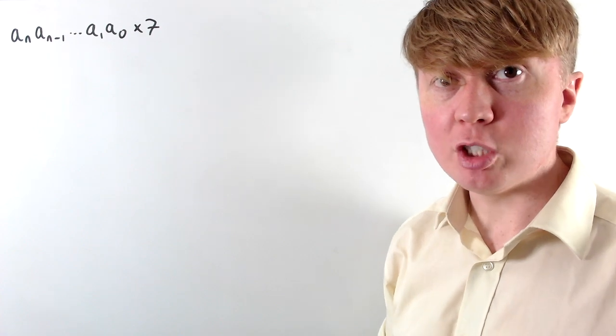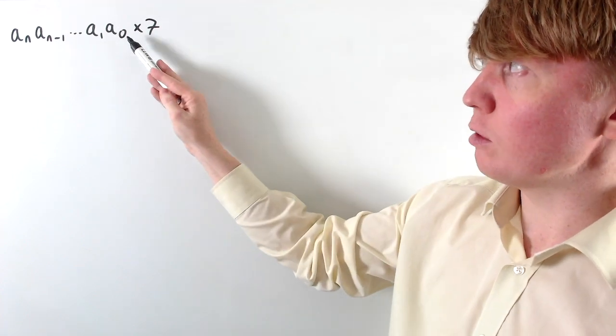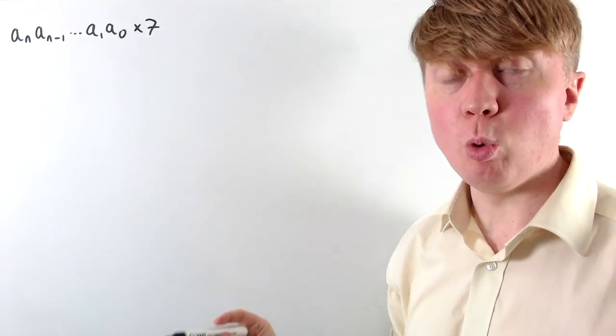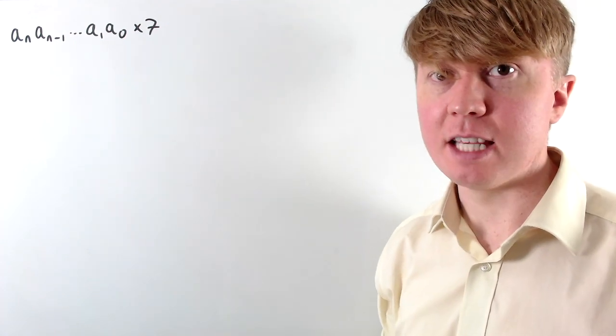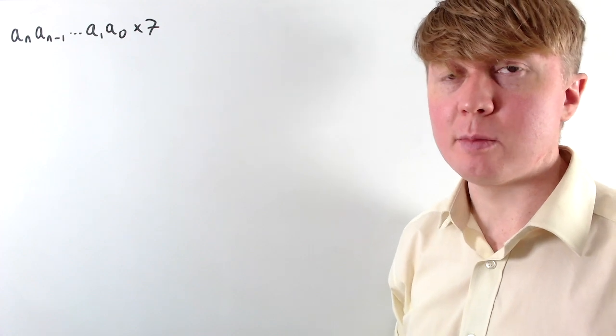And now let's finish with a slightly more formal proof that this method works for any integer multiplied by 7. So we have a general integer where we've got a0 in the units column, a1 in the tens column, and so on all the way up to an in the 10 to the n column. We multiply this by 7.